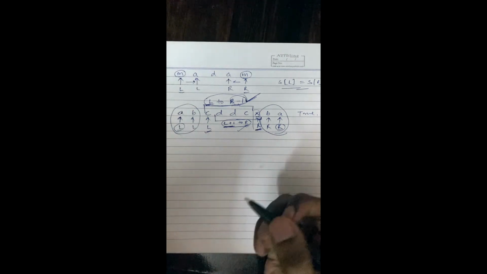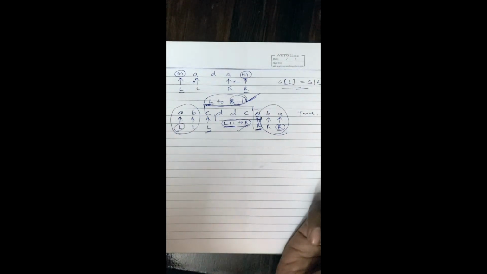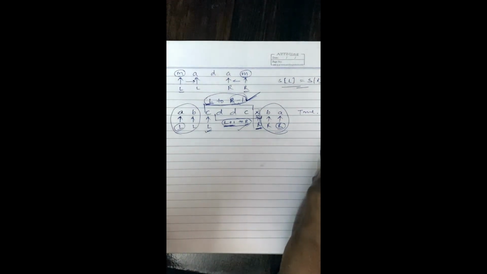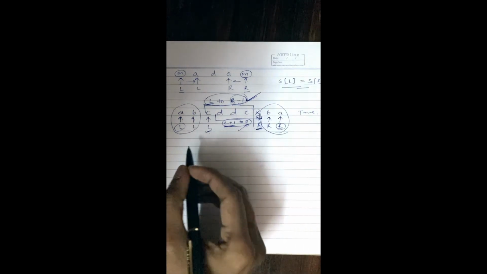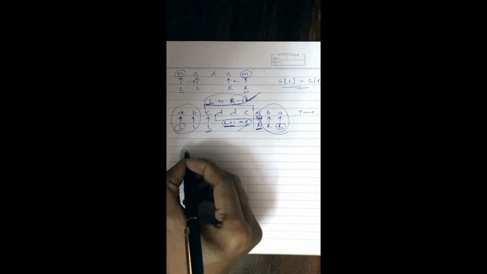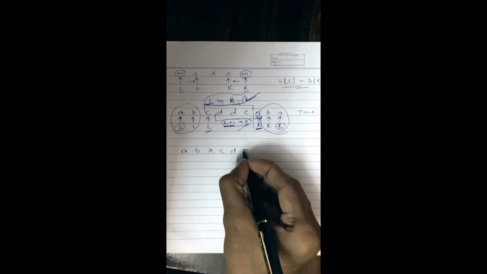If there are multiple characters that need to be deleted, this logic will fail and will return false in that case. Let's say another example: A, B, X, C, D, B, C, Y, B, A.